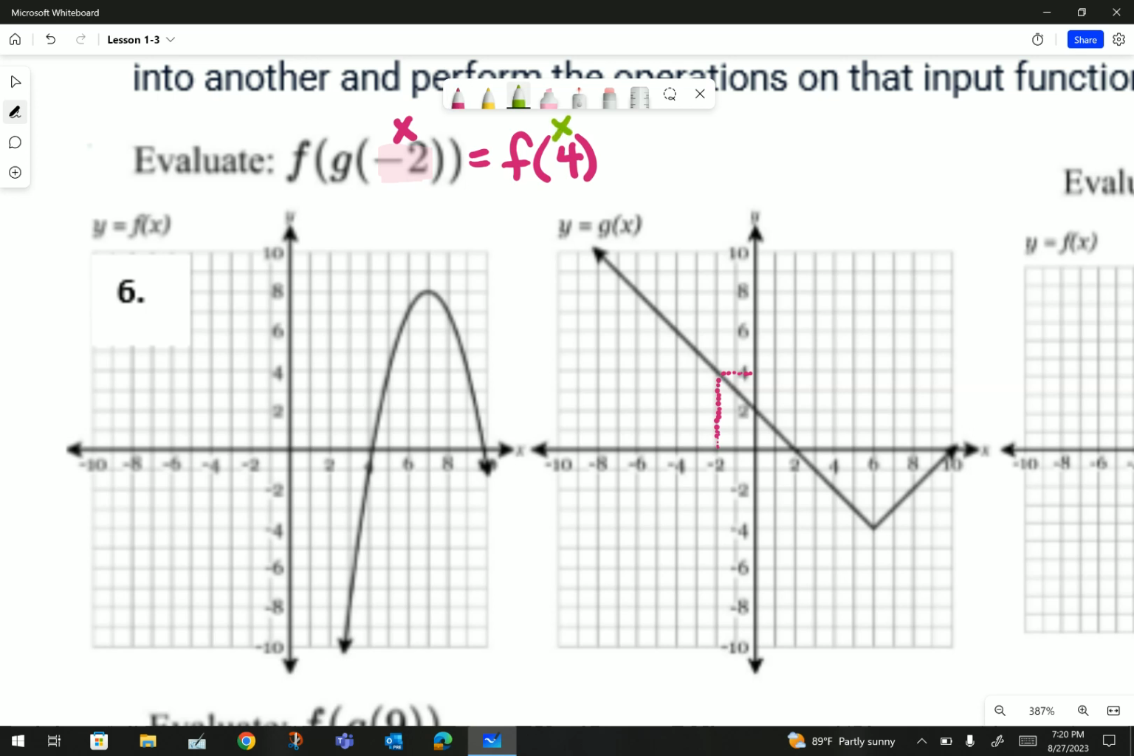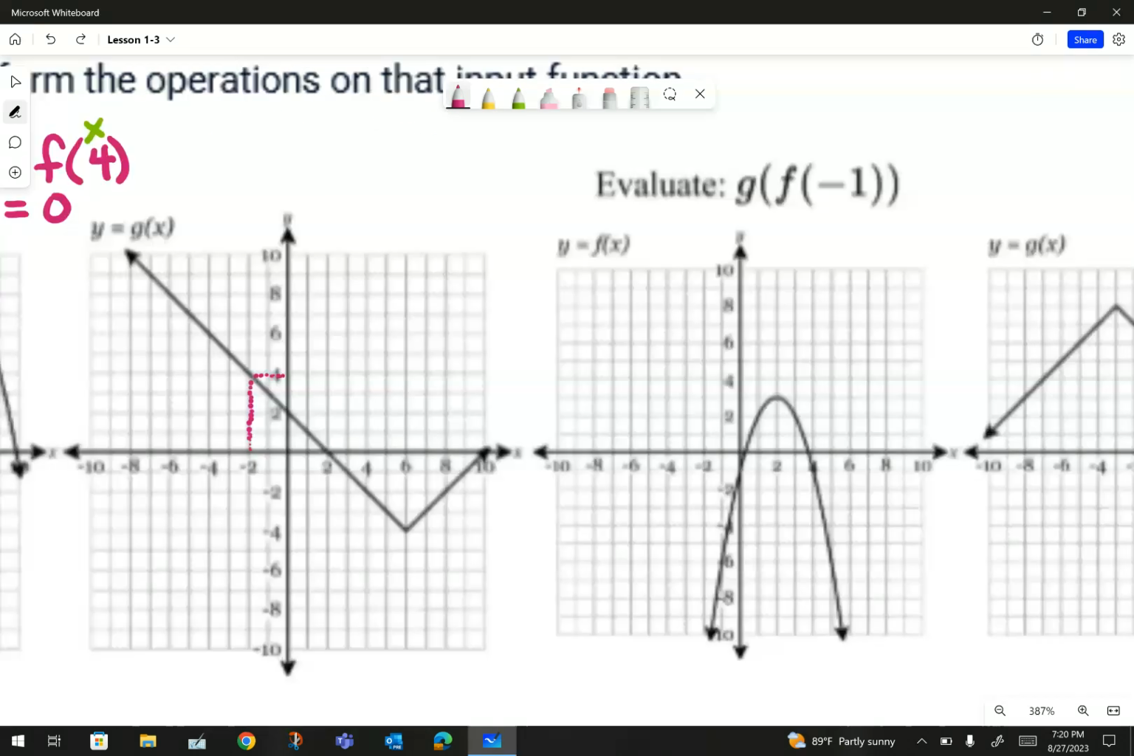Now notice what happens. My 4 now becomes the new x. And now I have to go to the f function, because I'm going to go from the 4 and find the y value on the f function. So right over here is where the 4 is at. And I ask you, how far up or how far down do I need to go to touch the f graph? Well, this one's kind of a neat one. If I'm standing here at 4, do you notice I'm already touching the graph? I didn't have to go anywhere. So f of 4 actually is just 0. And I'm done, okay?